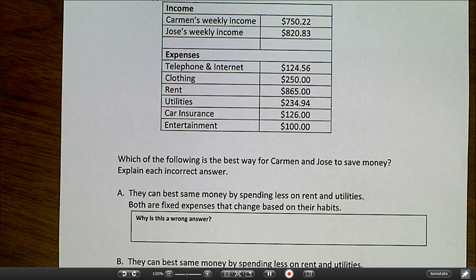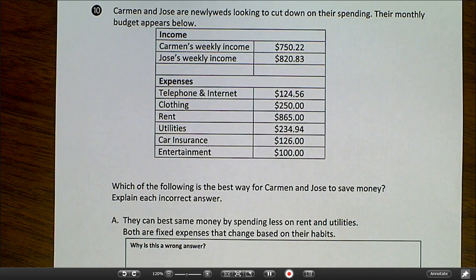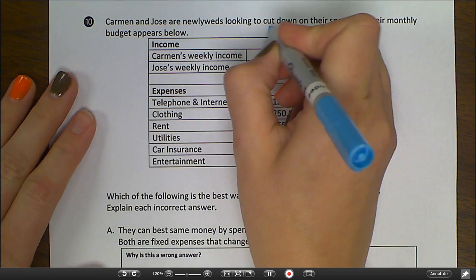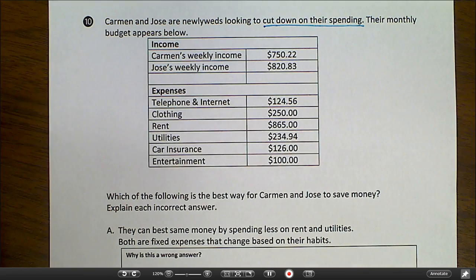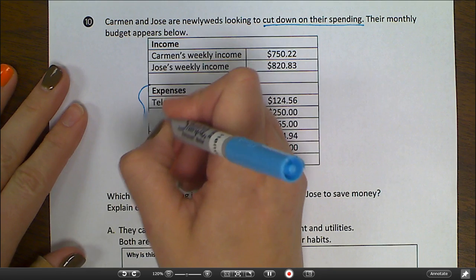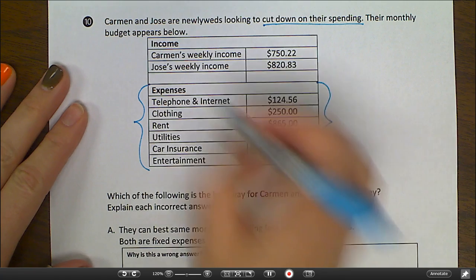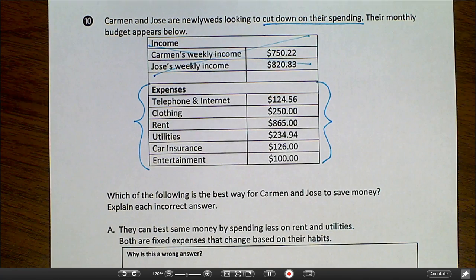So what I want you to think about first, before you ever even look at the answer choices, is, first of all, what the question is asking. The question says they're looking to cut down on their spending. It doesn't say that they're looking to earn more money. So we're only looking at our expenses here. Only looking at what we're spending. Income doesn't matter. So we always want to be aware of exactly what the question is, so that all we're focusing on is answering that question.